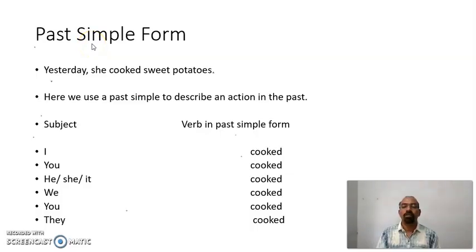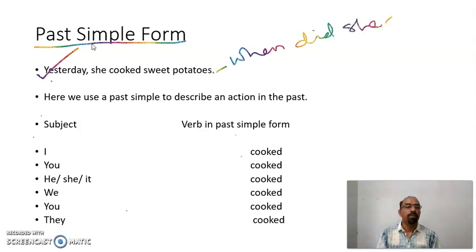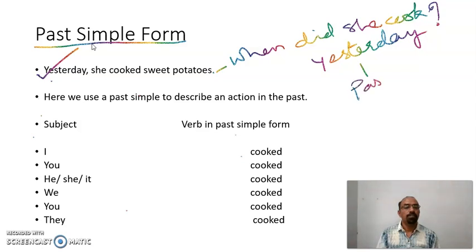Look at this, children. Past simple form. One sentence is given here. Yesterday she cooked sweet potatoes. Let me ask you one question. When did she cook? What is the answer? The answer is yesterday. So yesterday means it is a past time.